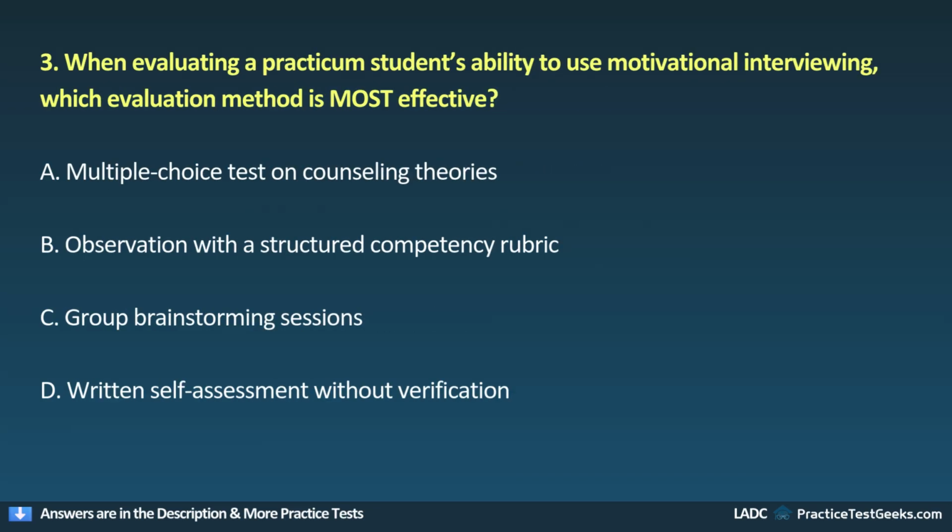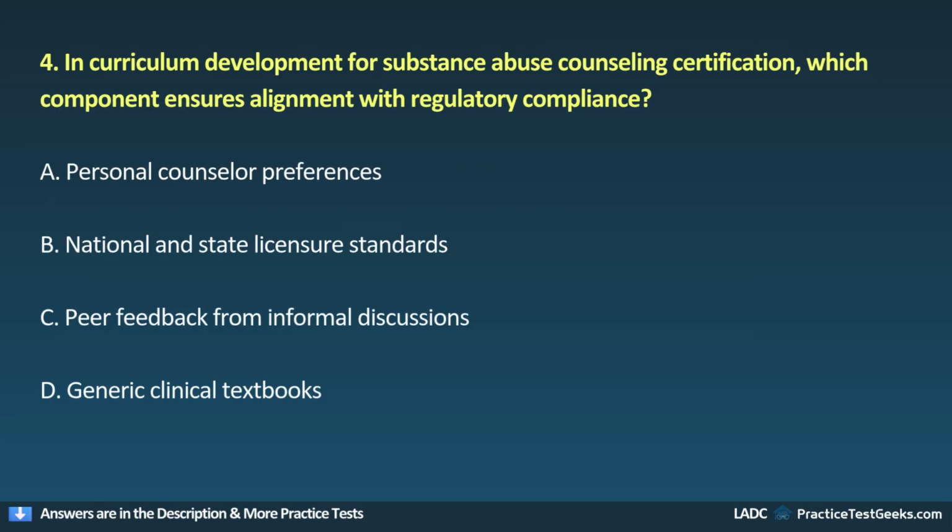3. When evaluating a practicum student's ability to use motivational interviewing, which evaluation method is most effective? A. Multiple choice test on counseling theories. B. Observation with a structured competency rubric. C. Group brainstorming sessions. D. Written self-assessment without verification.